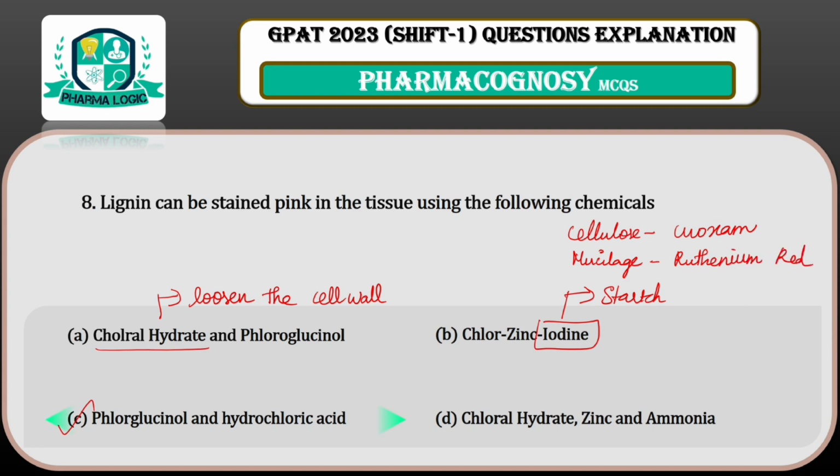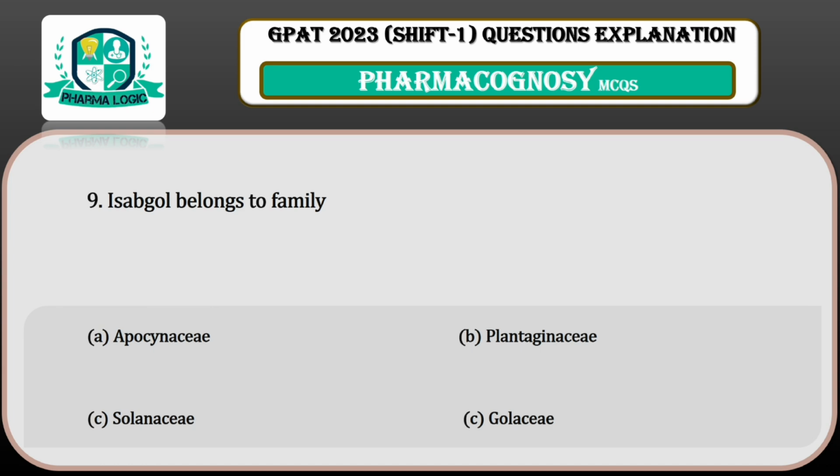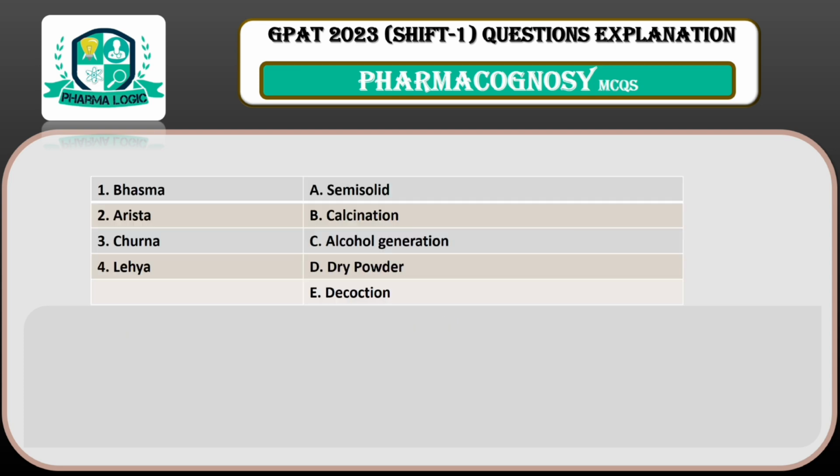Okay, next. It's a very direct question. Isabgol belongs to family Plantaginaceae.